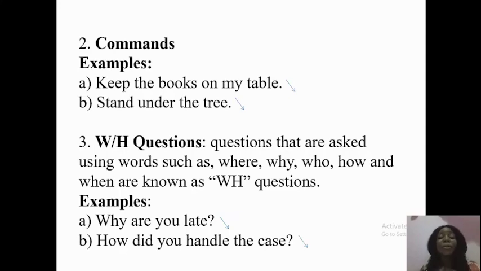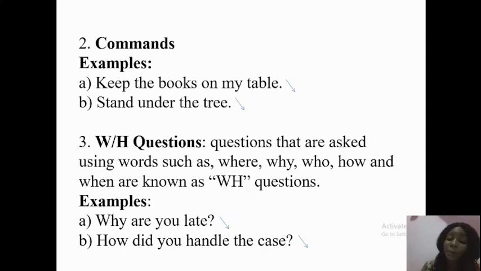Okay, now the falling tone is also used in asking WH questions. You know what we mean by WH questions? The where, the why, the who, the how, the what. All those are WH questions. Now, that's what the falling tone is used for also.